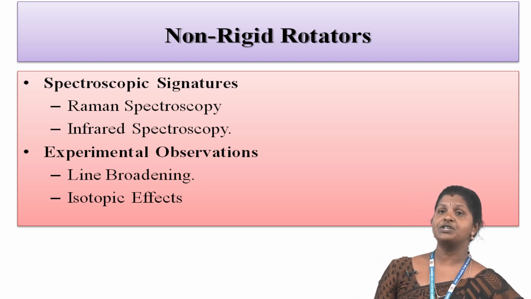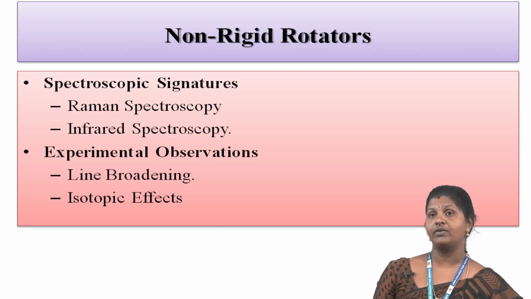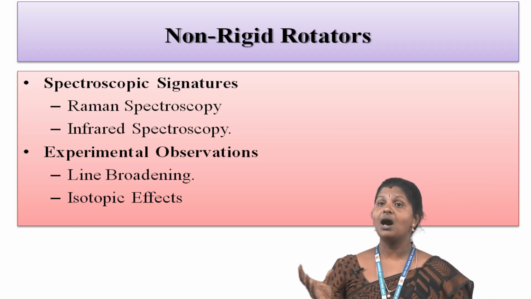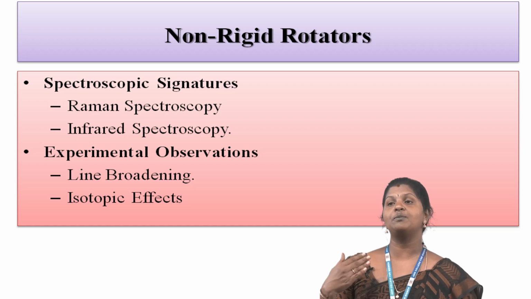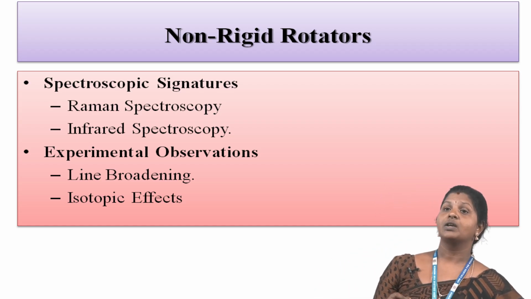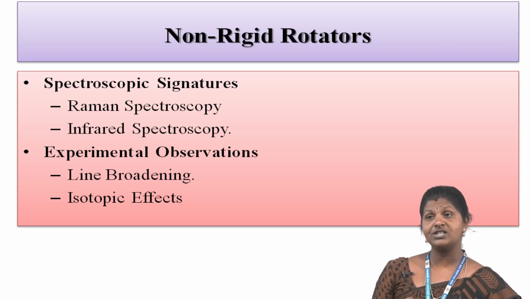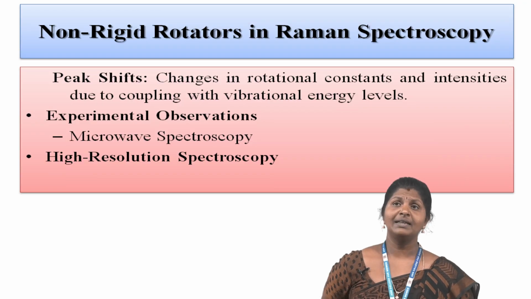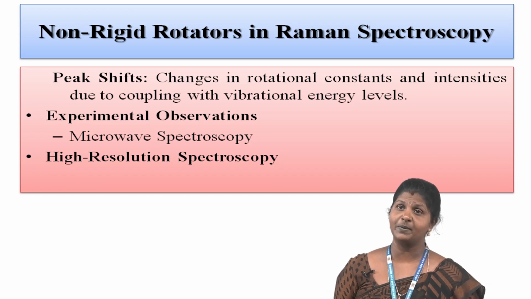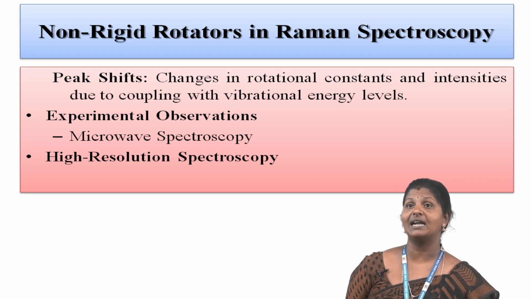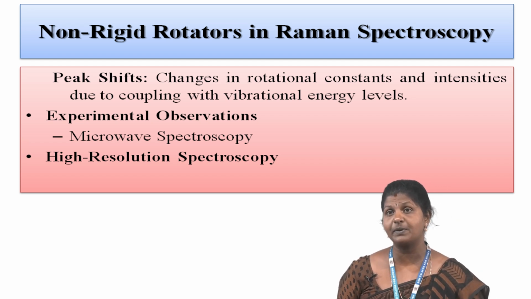Then experimental observation: line broadening and isotopic effect. The line broadening explained: non-rigid rotators show broader spectral lines due to multiple rotational-vibrational transitions. The isotopic effect: different isotopes may exhibit different non-rigid behavior due to mass differences. The non-rigid rotator in rotational spectroscopy: the peak shifts, with changes in rotational constant and intensity due to coupling with vibrational energy levels.